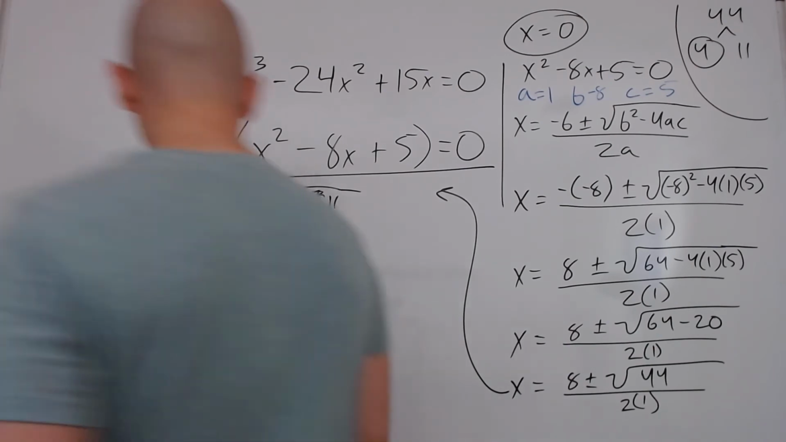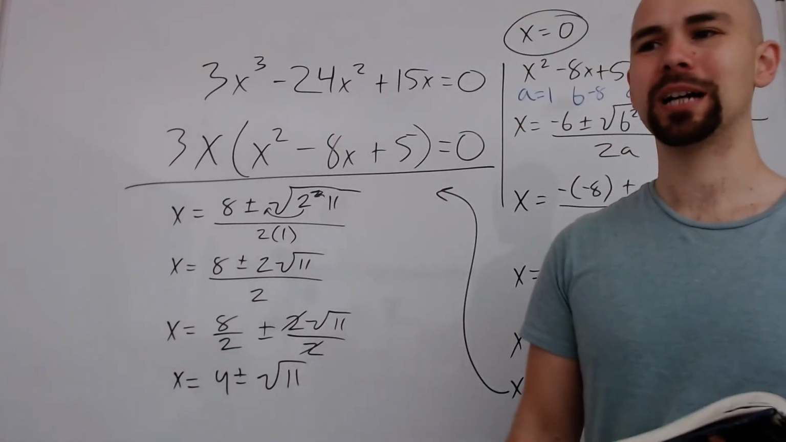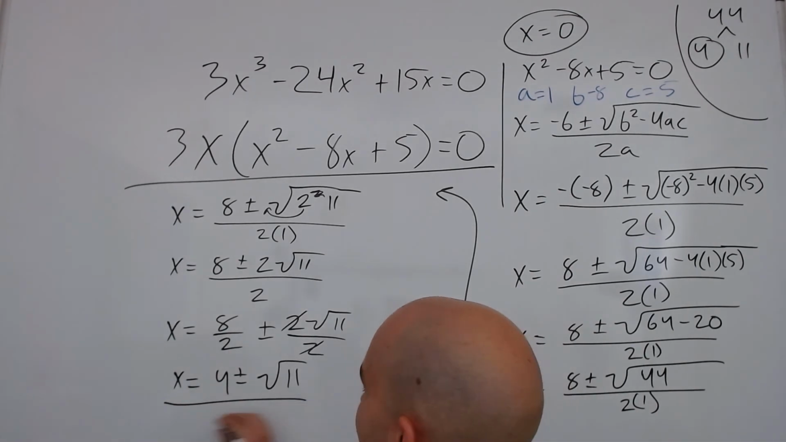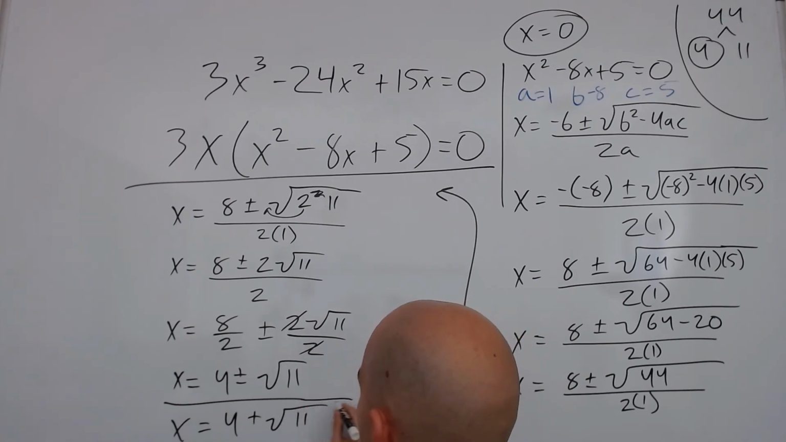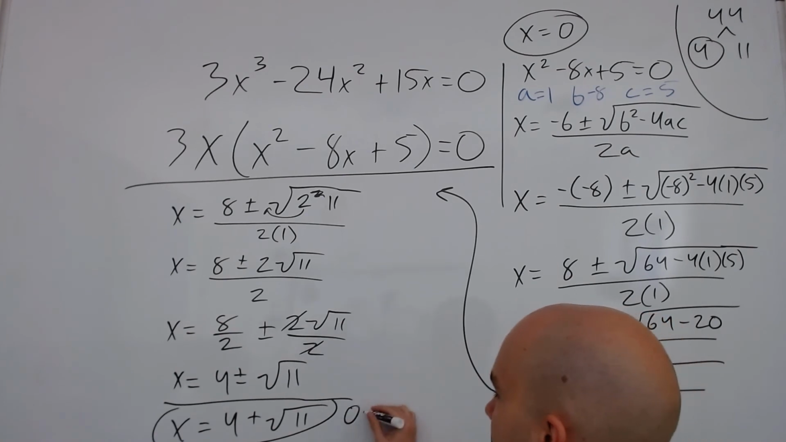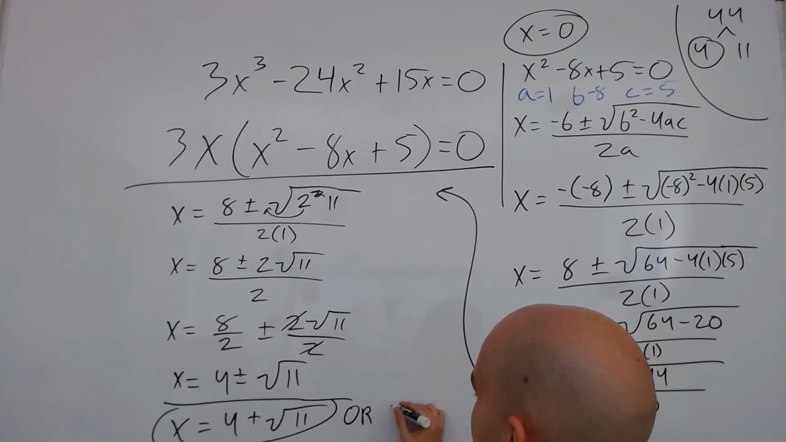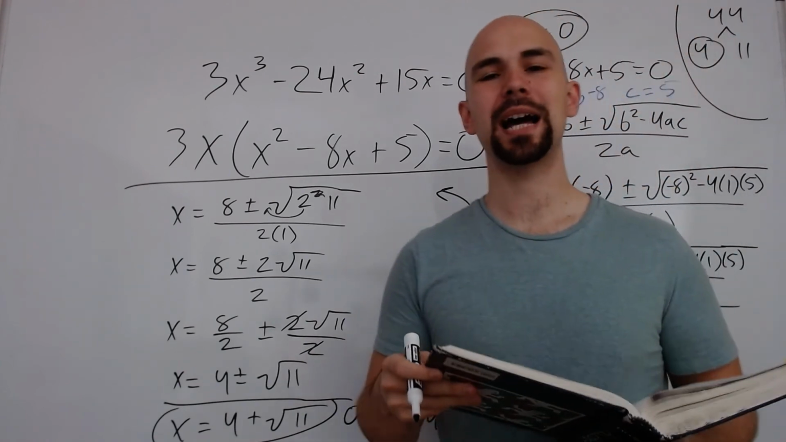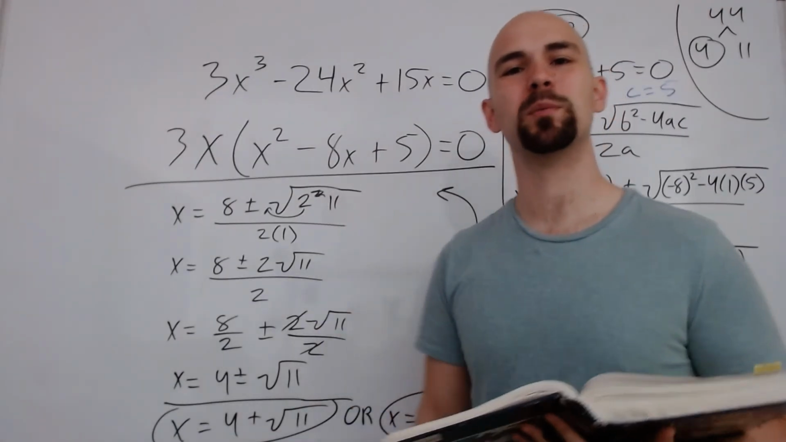Now, you might be thinking, wait a second, what kind of an answer is this? It is a good answer because it means either x equals 4 plus the square root of 11, and we don't have to solve for what the square root of 11 is, or x equals 4 minus the square root of 11. So how many possible solutions do we have for this cubic equation? It turns out we have the maximum number of solutions.